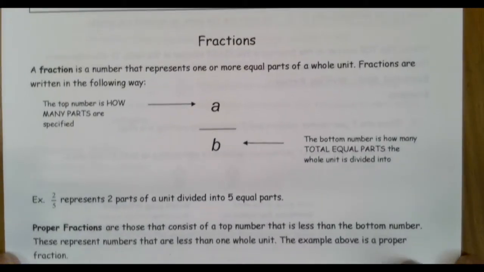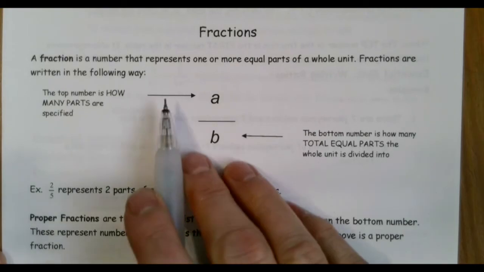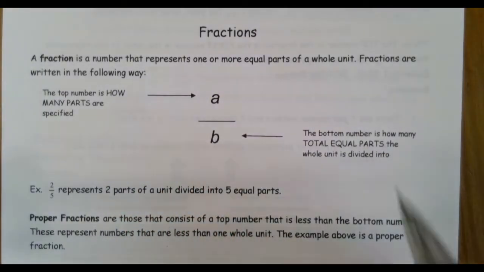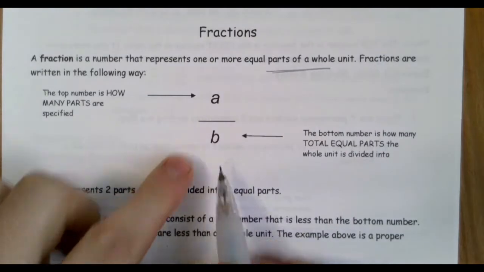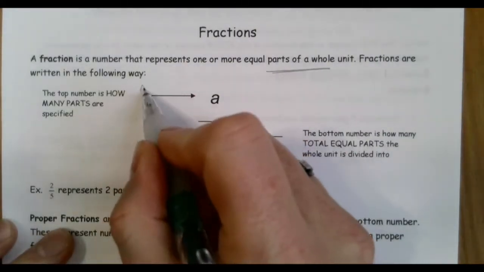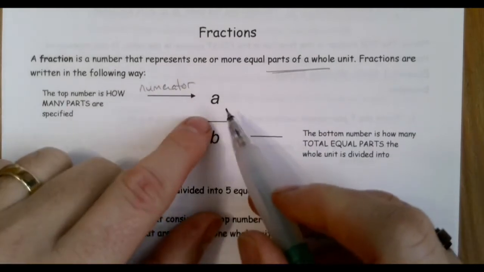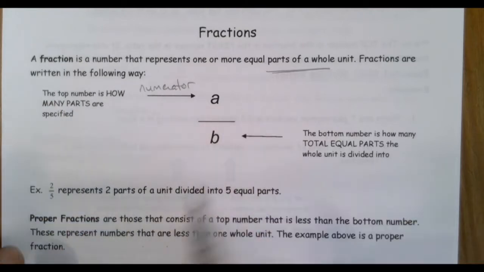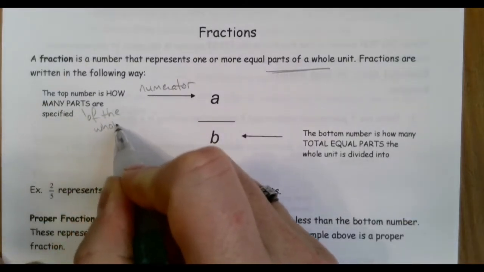Now, you know what a fraction is, but let's just make sure that we're all on the same page. A fraction is a number that represents one or more equal parts of a whole unit. So it's parts of a whole unit. And we usually write fractions with a number over another number. The number on top, we call that our numerator. What that numerator does is it tells us how many parts of the whole, and it's really important that we catch that, of the whole that we have.